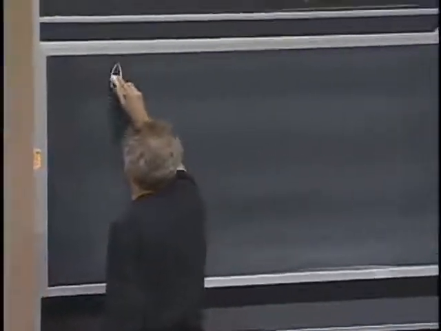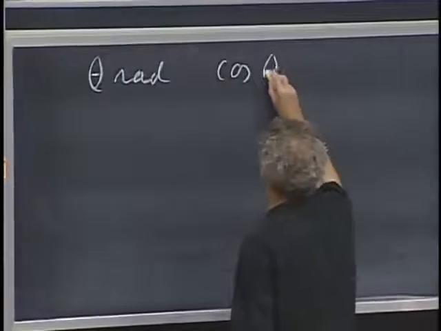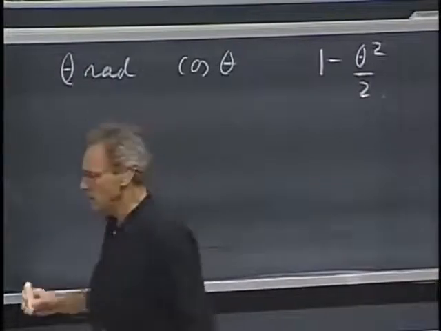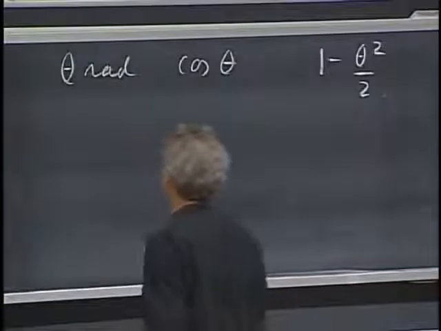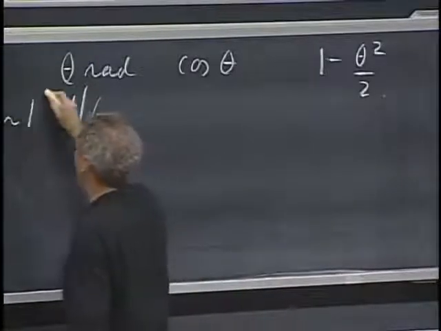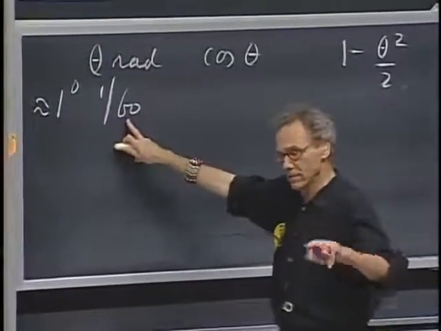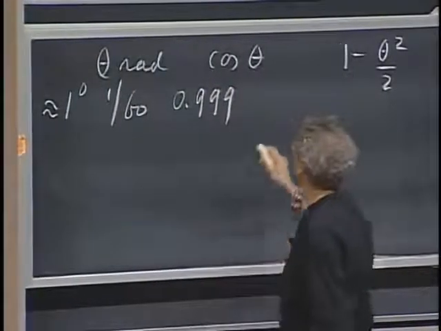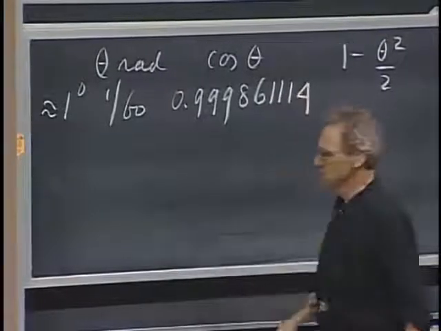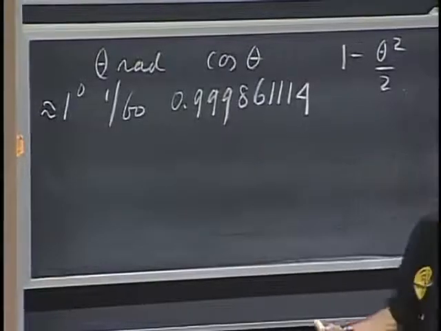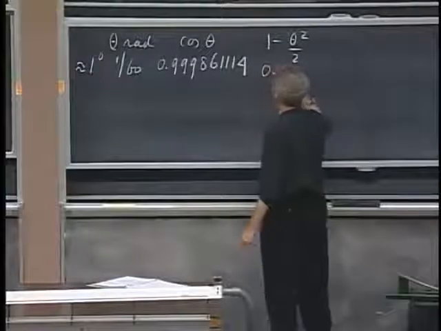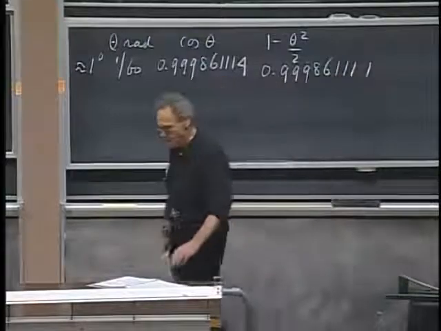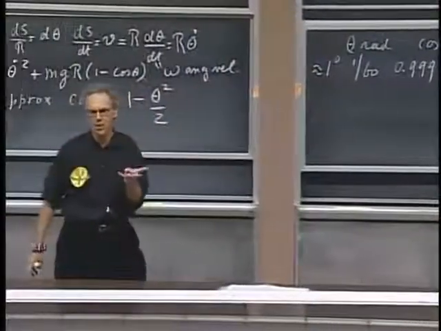If I give you here theta in radians, and here the cosine of theta, and here 1 minus theta squared over 2, then if I take 1/60th of a radian, since this is approximately 1 degree, but I pick exactly 1/60th, and I ask what the cosine is, that is 0.999, and then 8.61114, just using my calculator. Then I calculate what 1 minus theta squared over 2 is, and I find 0.999861111. That is very, very close. That only differs by 3 parts in a billion.